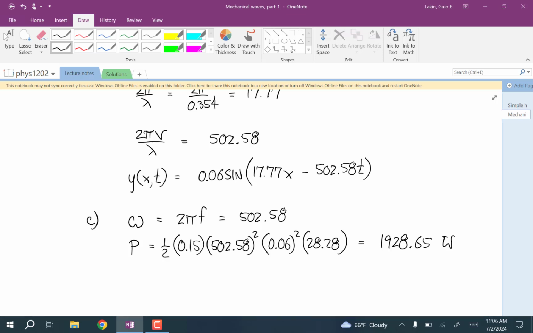And so if no energy is lost anywhere, the minimum amount of energy that could be provided to create this wave has to be 1,928.65 watts. That's what the oscillator has to be providing to the wave to create this wave.